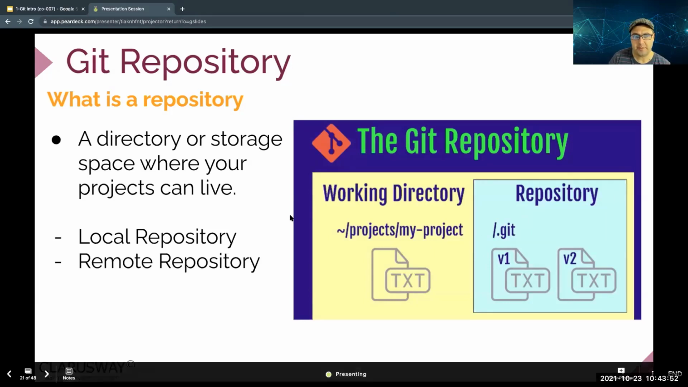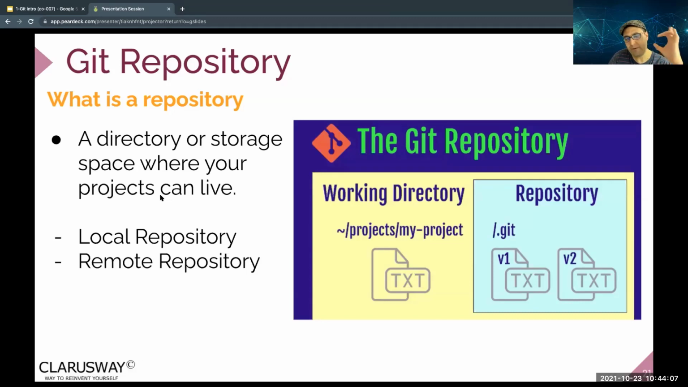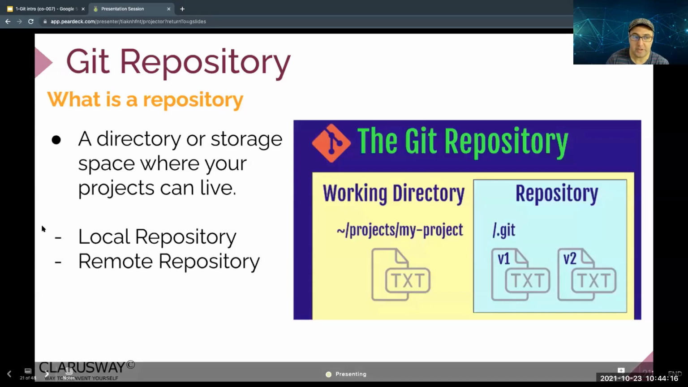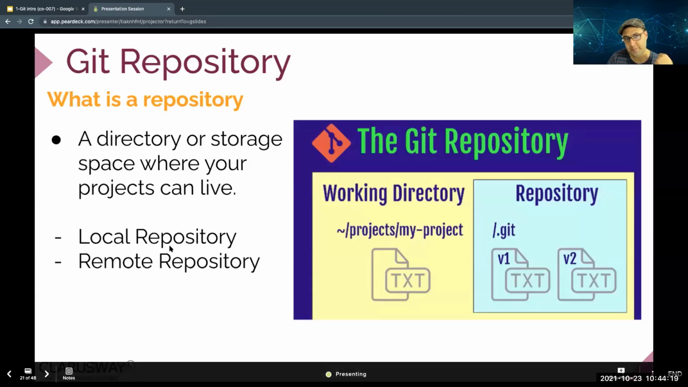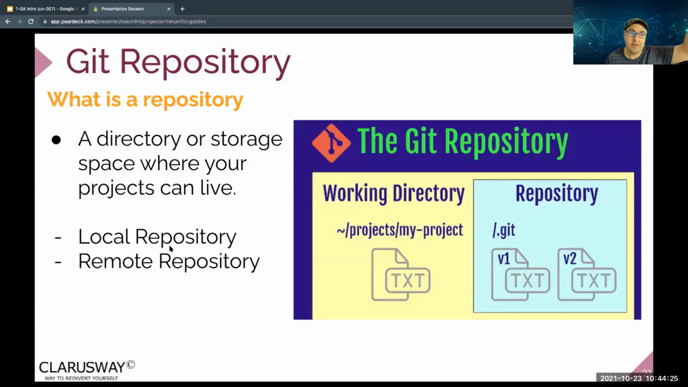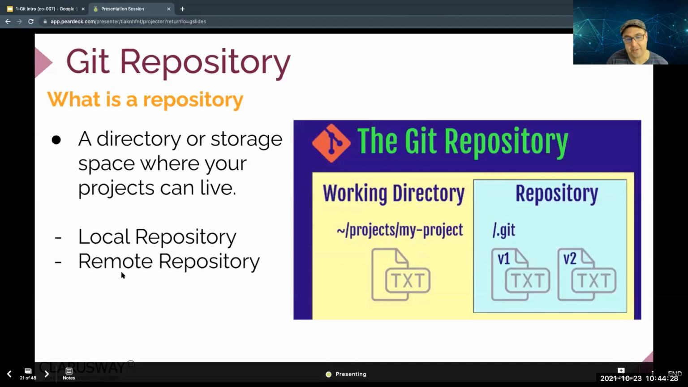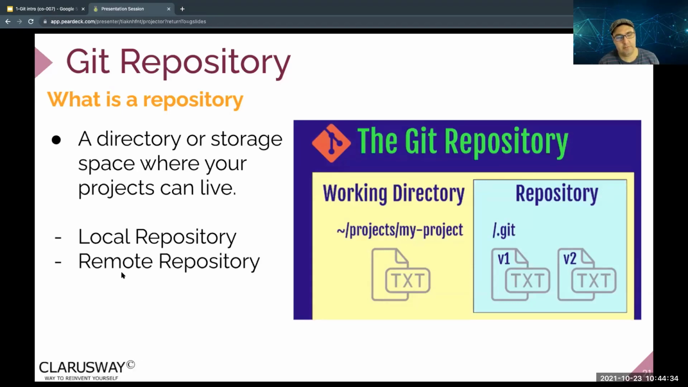So we can say that it is a directory or storage or folder where your projects can live. It's not just a folder, it's not just files, but when you make a folder initialized with Git, it's now a repo. Because it's in your own computer, it's a local repository. When the time comes and you push it to GitHub, then the repository in GitHub is remote because it's not here. It's in the cloud.